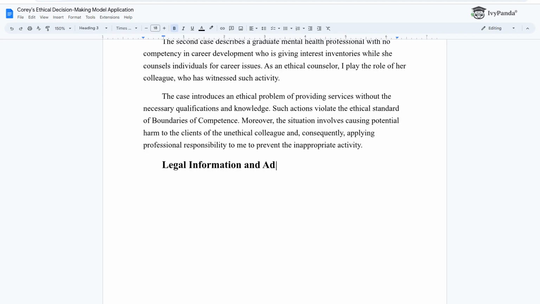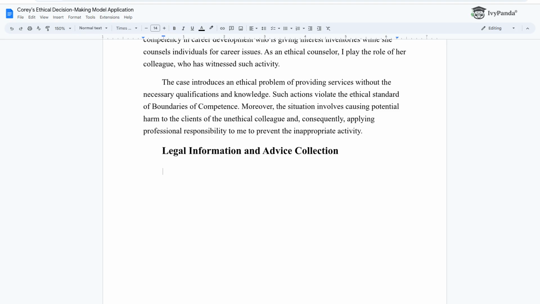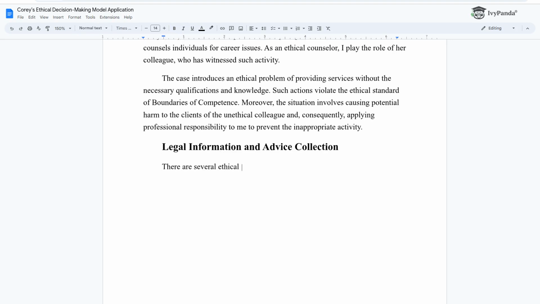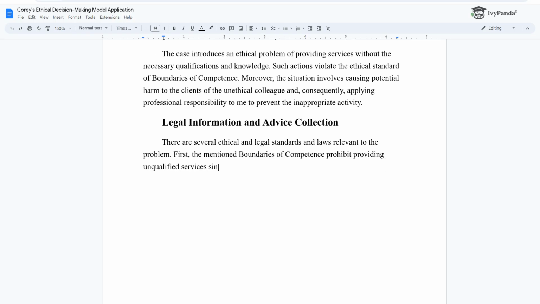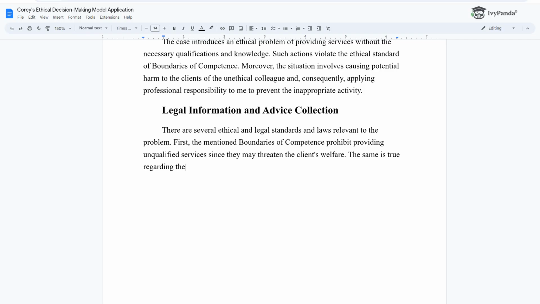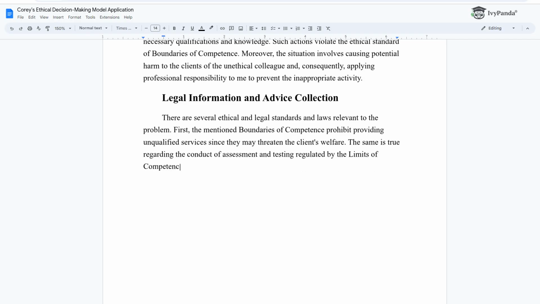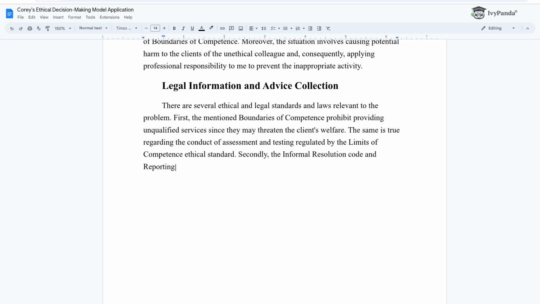Legal information and advice collection. There are several ethical and legal standards and laws relevant to the problem. First, the mentioned boundaries of competence prohibit providing unqualified services since they may threaten the client's welfare. The same is true regarding the conduct of assessment and testing regulated by the limits of competence ethical standard.